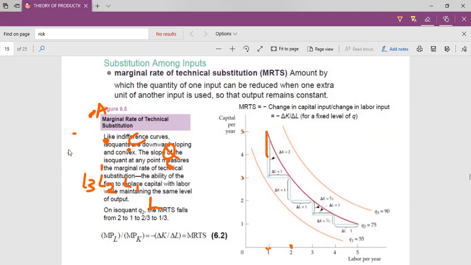Now someone will be asking, Madam, why are we studying all these things? Of course, at the end of the day, it helps managers or business people to be able to know how much to produce, at what cost. Of course, there is possible cost.